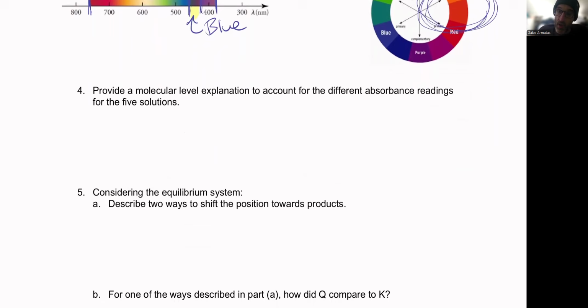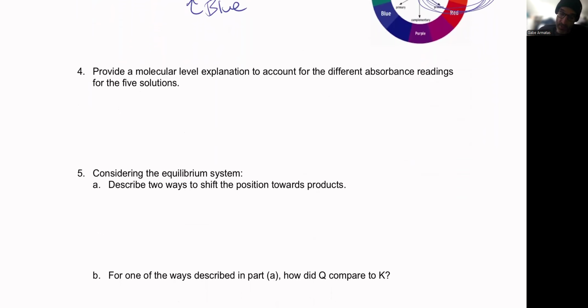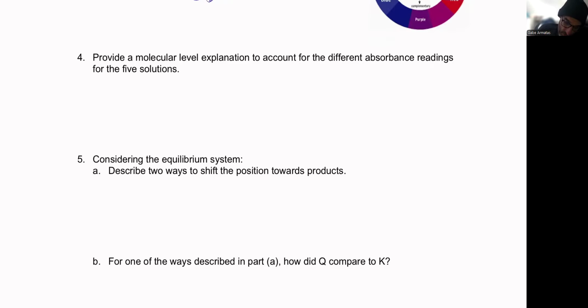And speaking of, let's talk about it from a molecular level. Provide a molecular level explanation of absorbance readings of the five solutions. So you saw the concentration increase as it proceeded. We know that concentration increased for our five solutions. So if I take a low concentration solution, and I pass light through, one, two, three beams of light, you're going to get almost all of that light out. So this is low concentration.